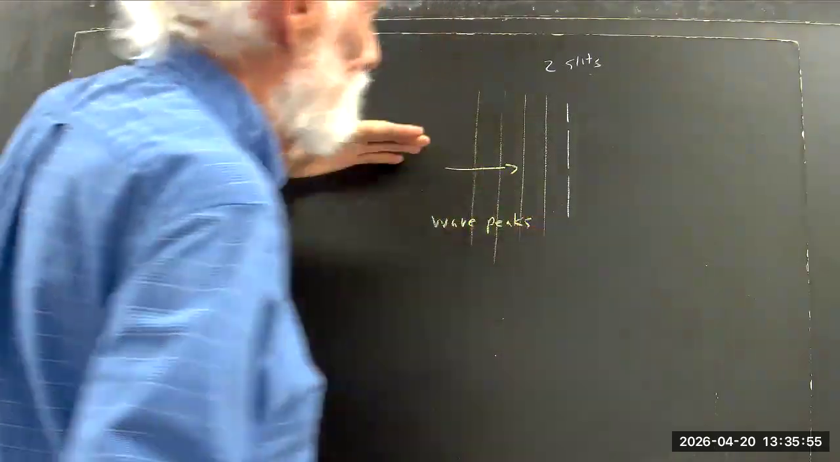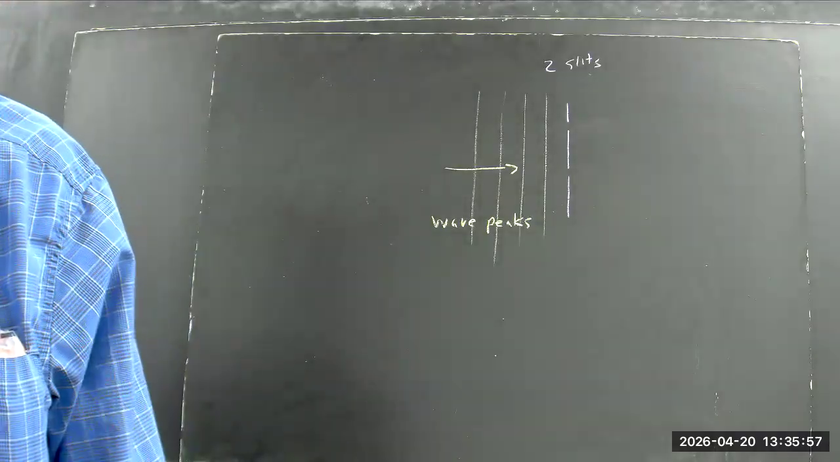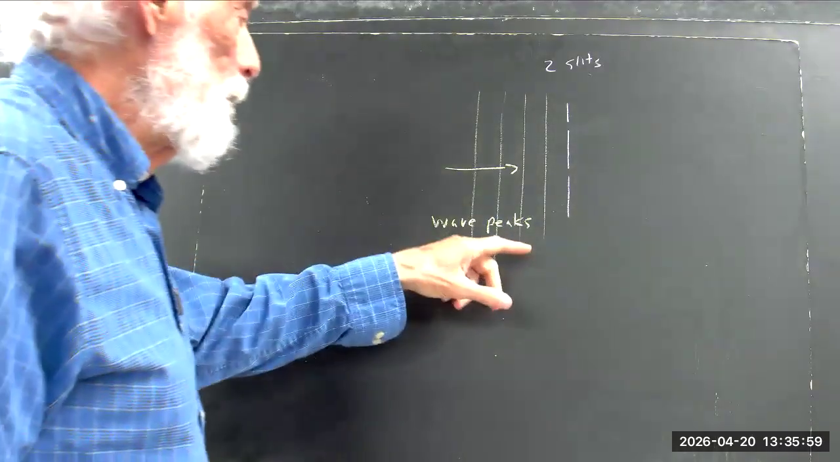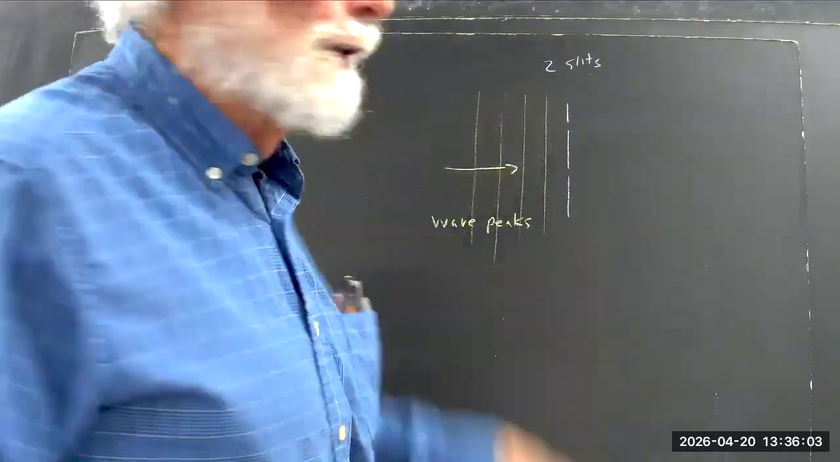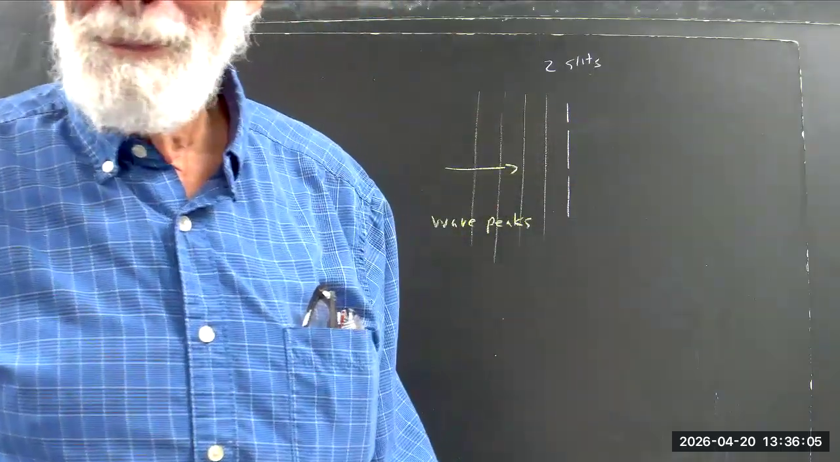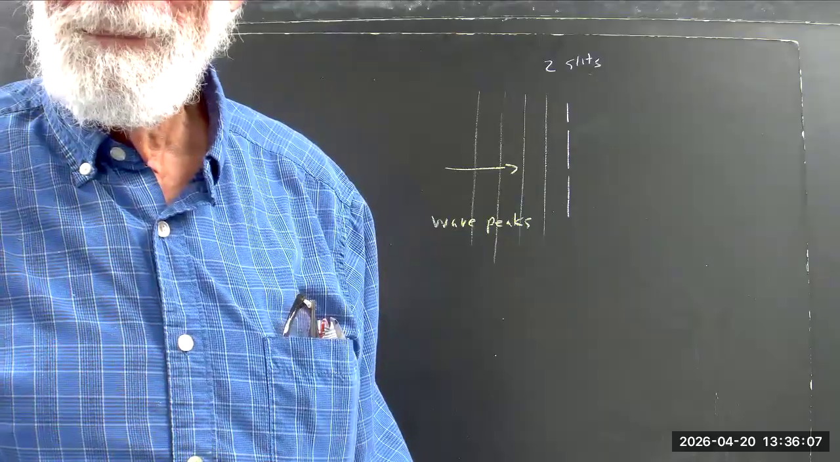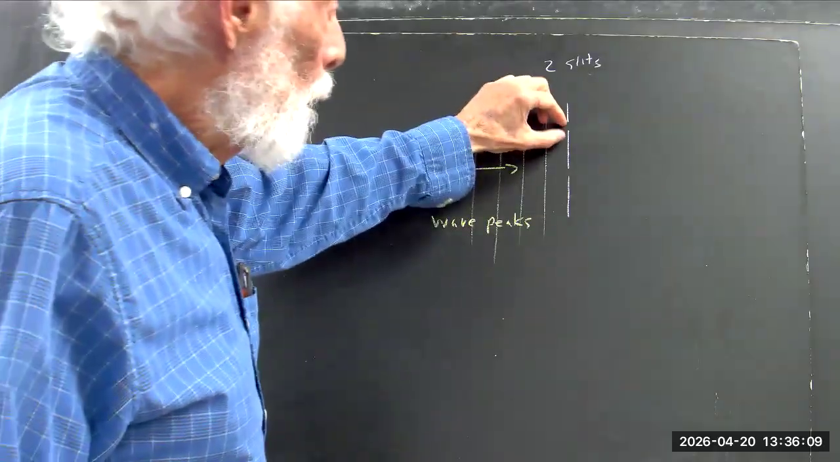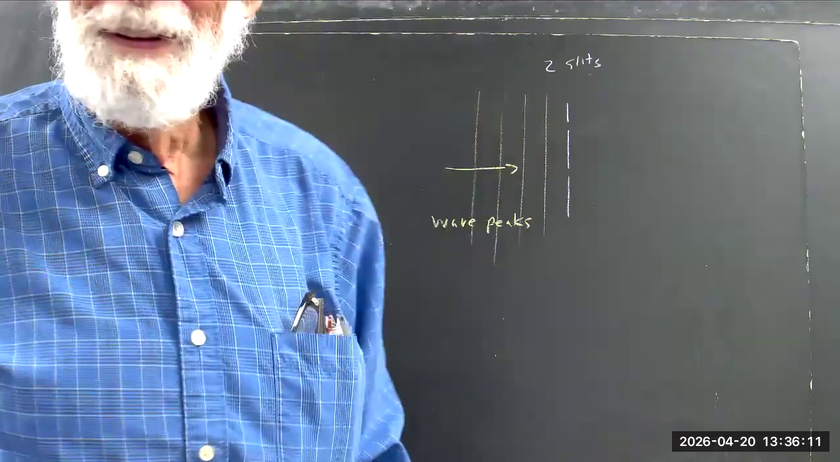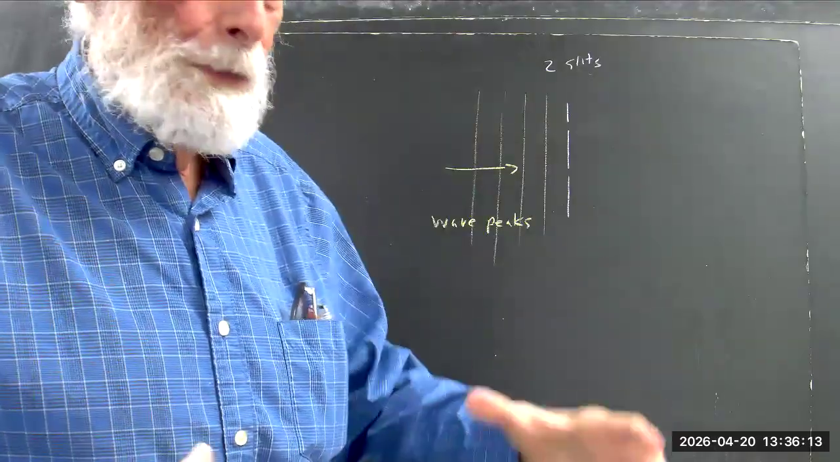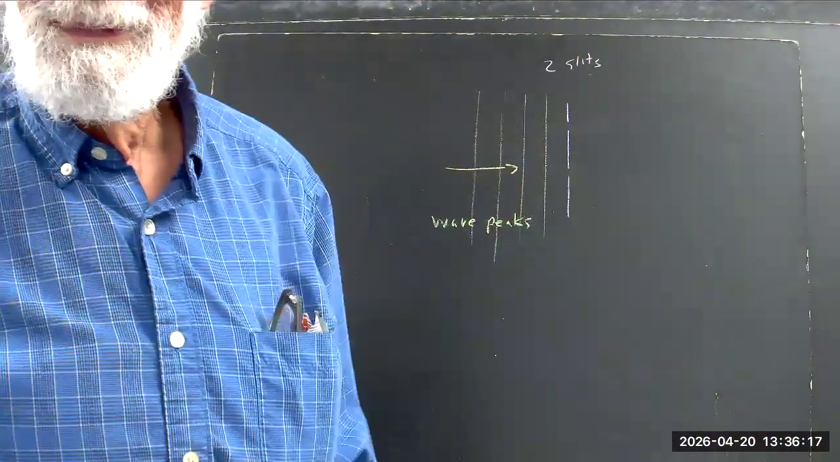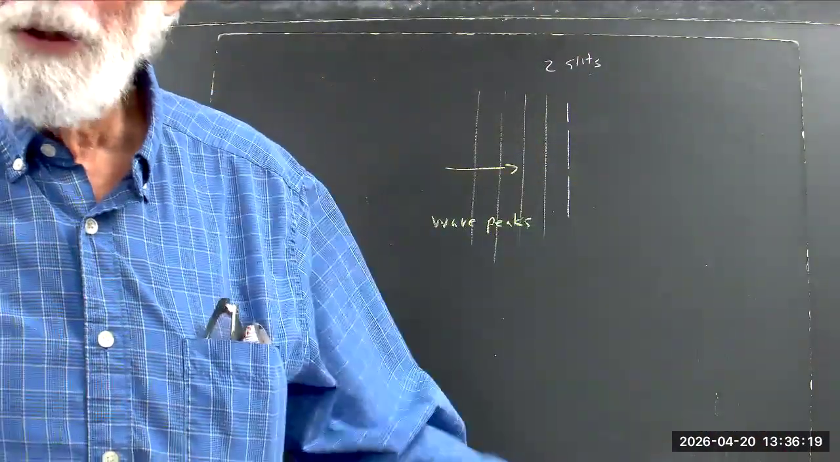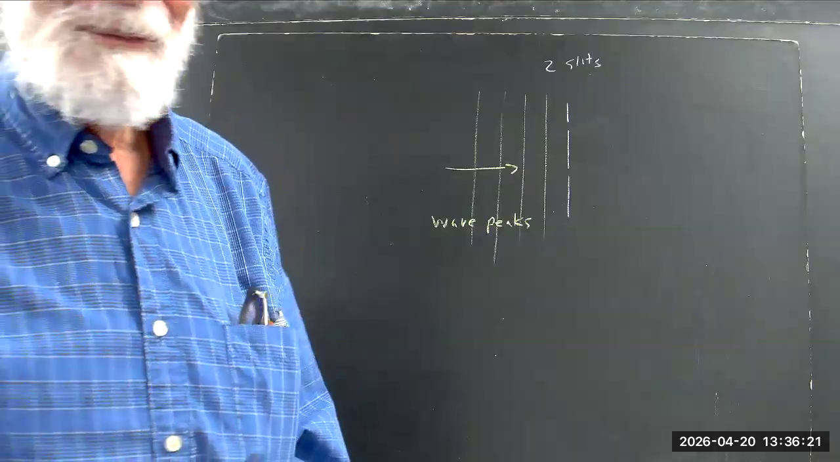Let's just say wave peaks. Well, the way these are spaced, at this instant, a peak's going to be hitting here and a peak's going to be hitting here, right? Which is going to raise the water here and raise the water here. Now, if you raise some water and release it, what happens? You get ripples. You go out in all directions, right?